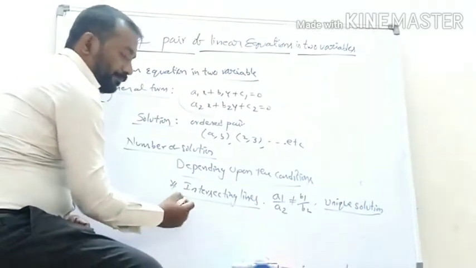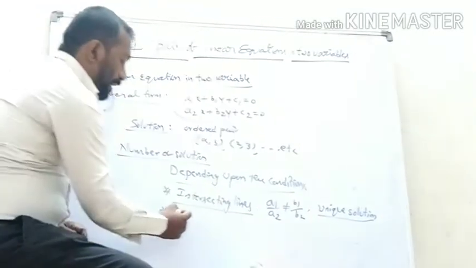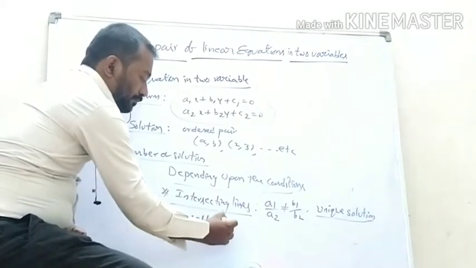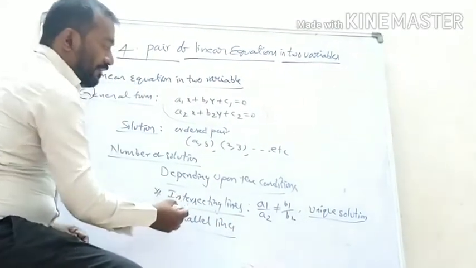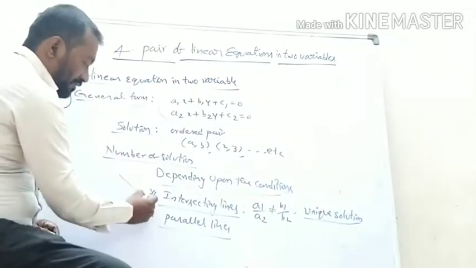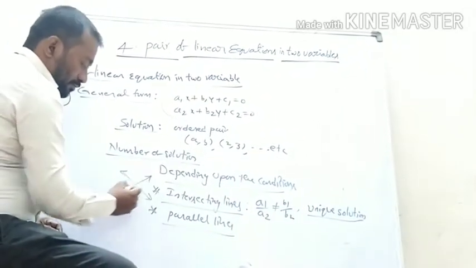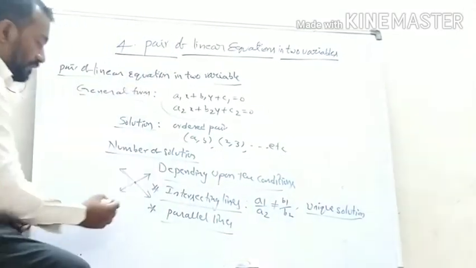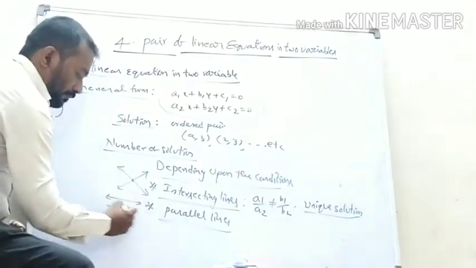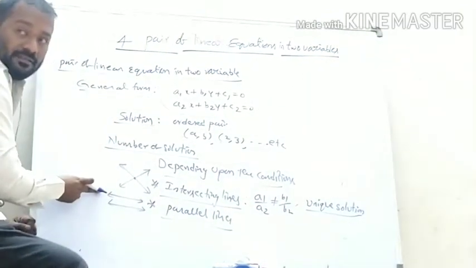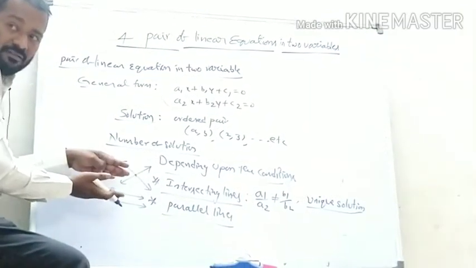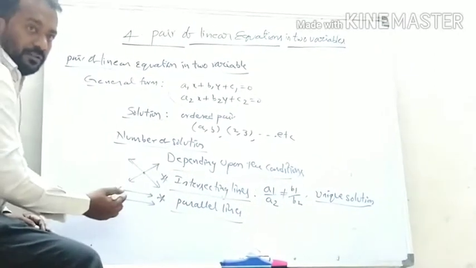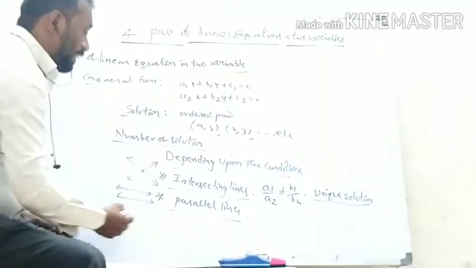Second condition. How does the graph look for intersecting lines? The graph is like this. Now the second condition is parallel lines. Do parallel lines have a common point? No common point, which means no solution.